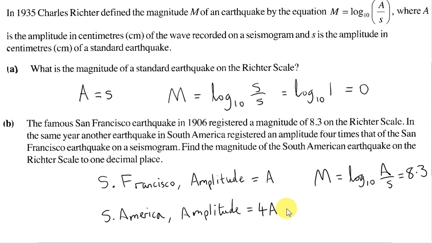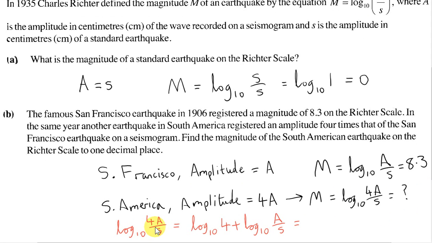So now we want the magnitude of the South American earthquake. So we plug 4A in for A. We get log to the base 10 of 4A divided by S, and we have to work out what this is, given that we know log to the base 10 of A over S is 8.3. So we have to somehow try to write this in terms of what we have up here, because we know this is 8.3.